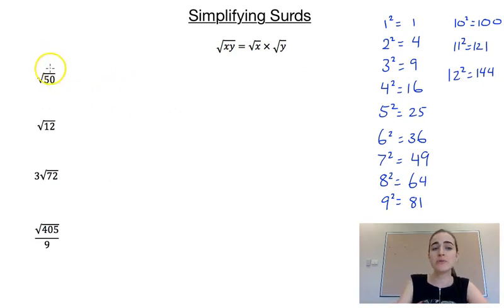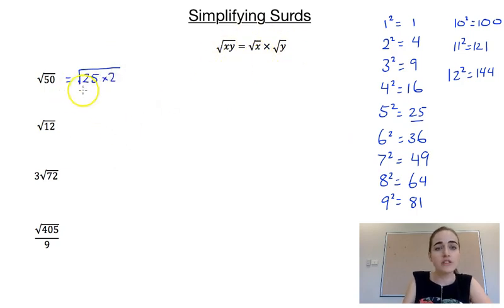All right, so our first example here is the square root of 50, and we want to try and simplify that. So what we want to do is have a look at the number 50, and see if any of these square numbers or any other square numbers are factors of 50. So for 50, we could use the 25. So we're going to write that 50 instead as 25 times 2. Now we can use this rule, and if we've got the square root of 25 times 2, that's the same thing as the square root of 25 times the square root of 2, and we know that the square root of 25 is 5, so that whole thing will simplify to 5 root 2.